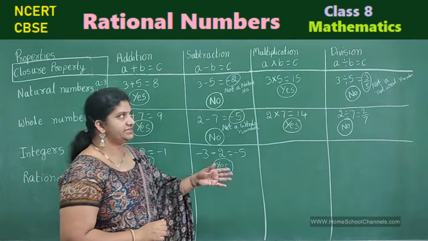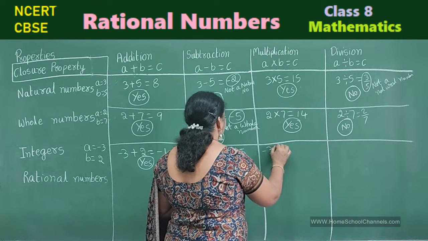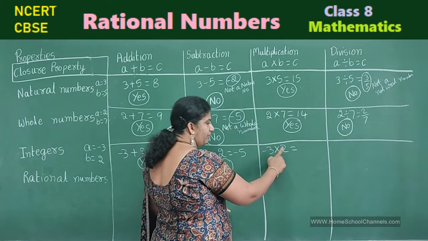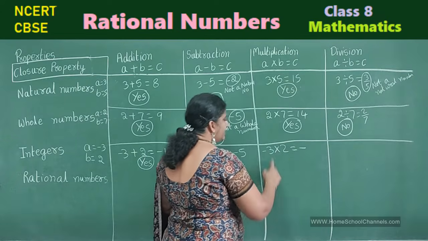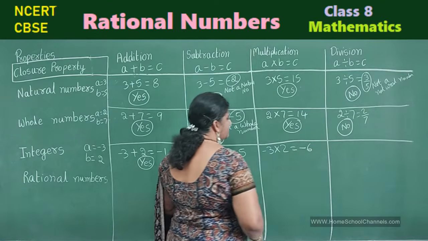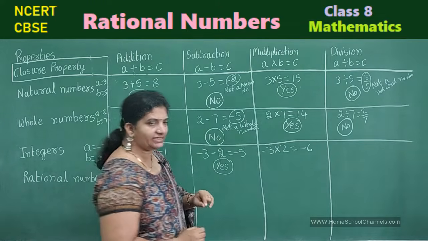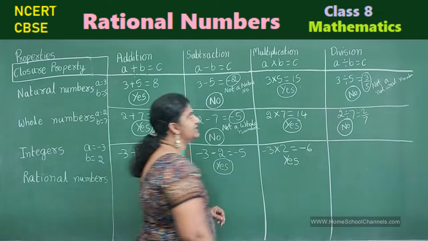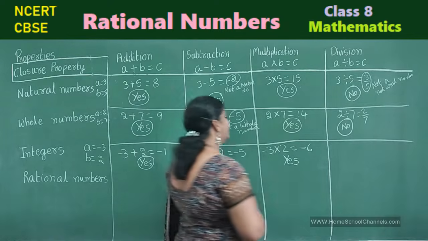Right? Next, multiplication. Minus 3 into 2 is equal to. Here nothing there, that means plus you have. Minus into plus, minus. 3 twos are 6. Minus 6 is also an integer. Therefore, this property satisfies under multiplication. Next, move to division.